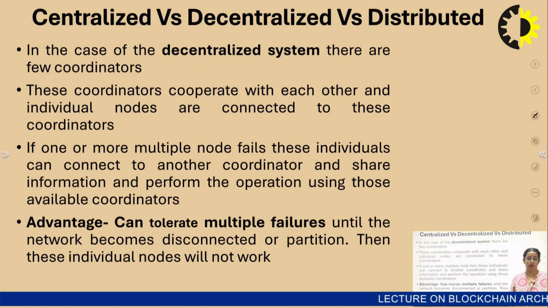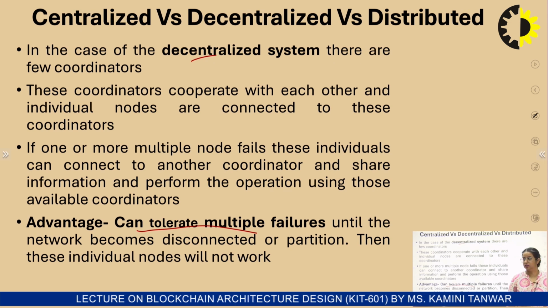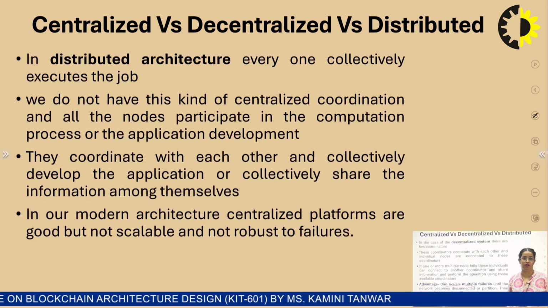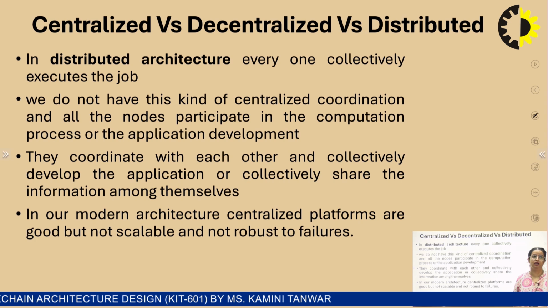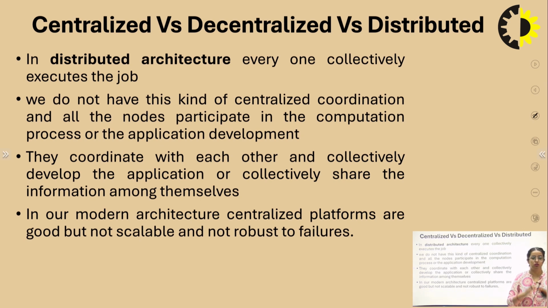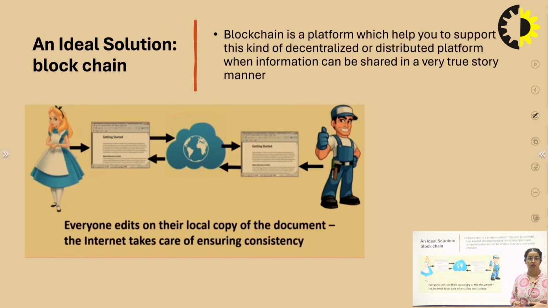The second one is your decentralized system. A decentralized system basically has a few coordinators and can tolerate multiple failures. In a central system there is a single failure that cannot be tolerated, and here our system will crash only after multiple failures. And the third one is your distributed system, where our blockchain basically works. Here, if any single node fails, or even multiple nodes fail, that does not mean your system has failed completely. So this is your system.